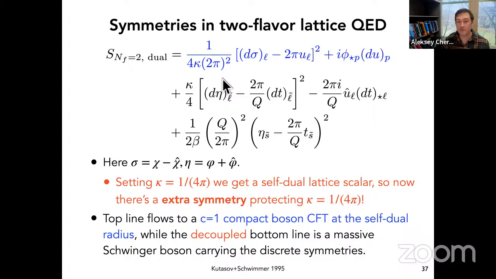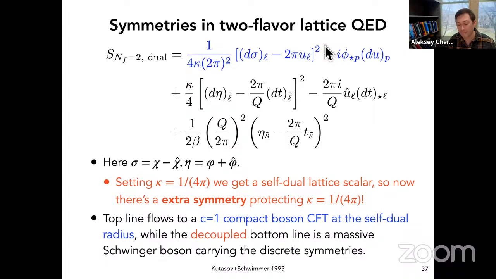That's the self-dual radius. And then the bottom line is a decoupled massive Schwinger boson that transforms under some discrete symmetries. And if you compare it to the expectations that people have for two-flavor QED, this is exactly what should happen, according to an old paper by Kutasov and Schwimmer. So the top line in the continuum limit has the full non-abelian chiral symmetry of the continuum model. That's the c equals one self-dual boson, with the SU(2) times SU(2) symmetry. The bottom carries the discrete symmetry, the Z_Q chiral symmetry and the Z_Q one-form symmetry. So that's very pleasing. Again, working right on the lattice, you nail the continuum expectations for this without having to do any lattice calculations. You just see what you're supposed to see at the massless point.